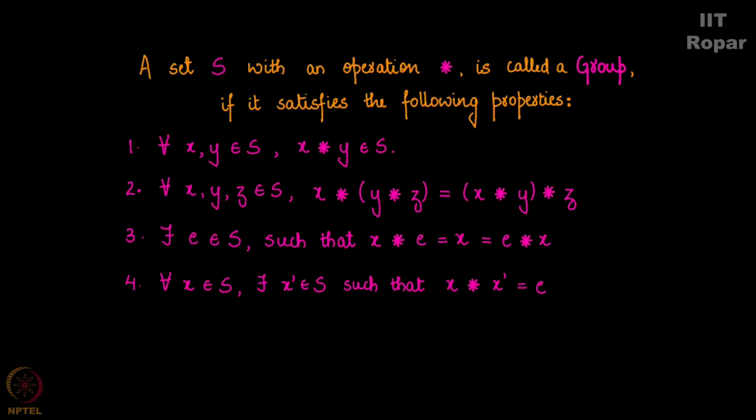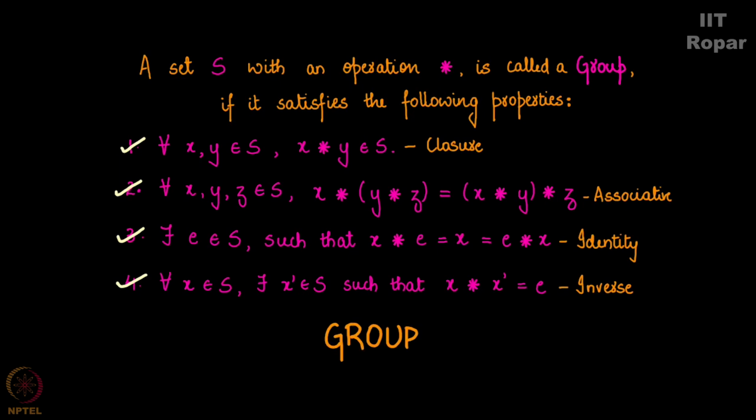If S is such that, with the star operation, S satisfies these four properties, 1, 2, 3 and 4, what are they? Closure, associative, identity and inverse, then S is called a group, a mathematical group. I prefix the word mathematical just to make you realize that it's not the same group from the English dictionary. Okay, this is called a group in mathematics. Okay, let us see some nice examples, some obvious examples and not so obvious examples.